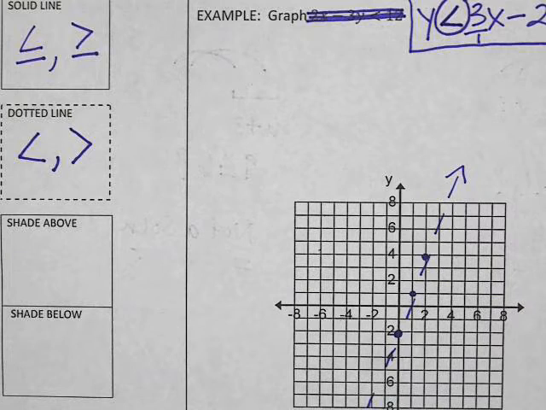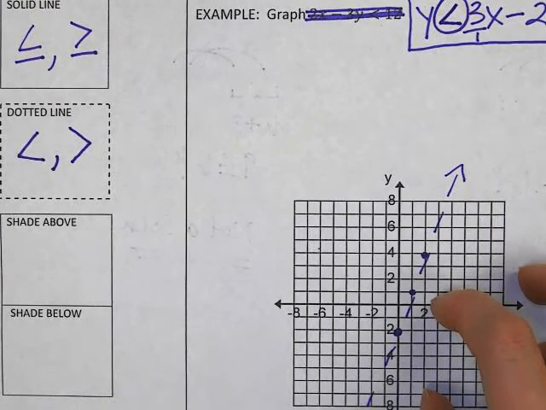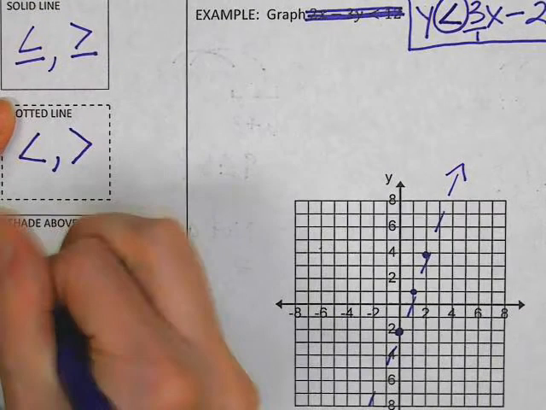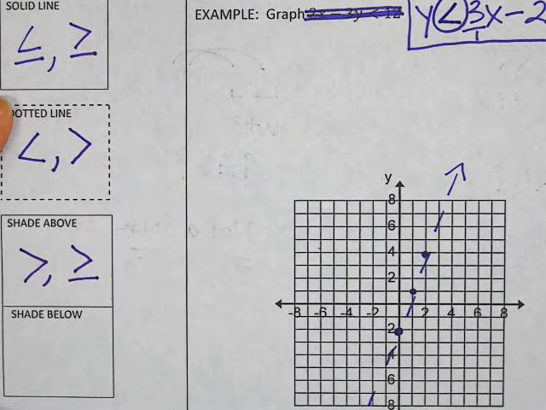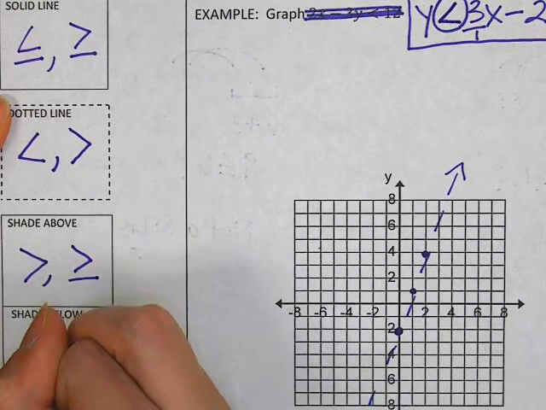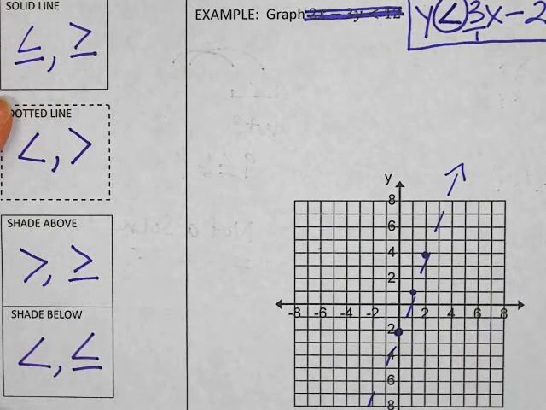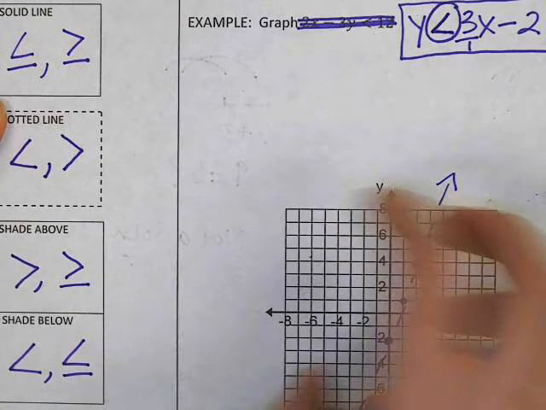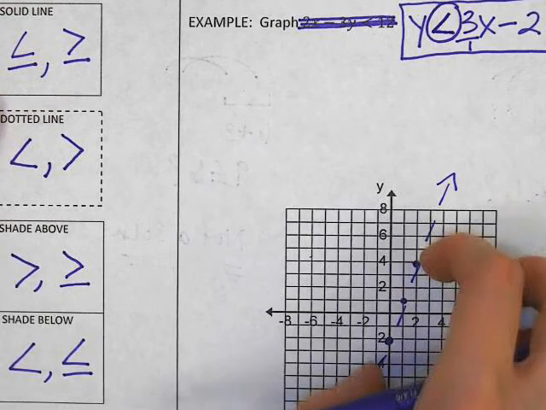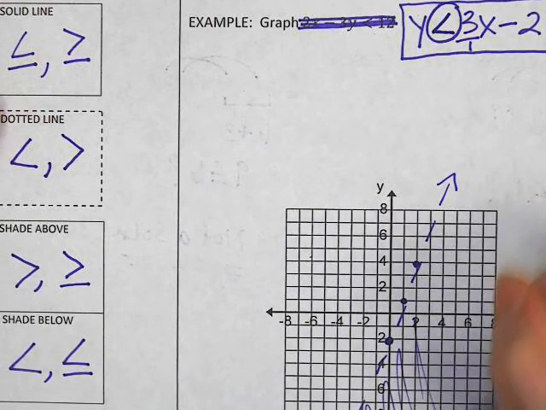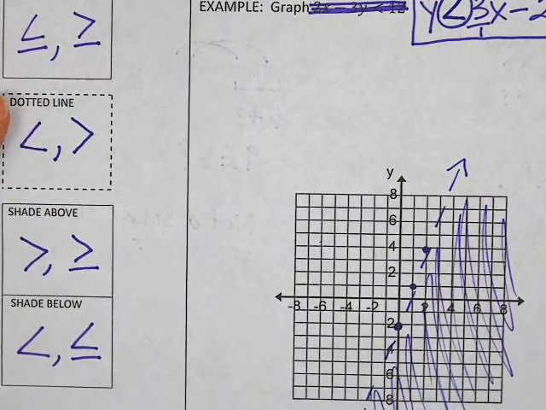All right, and then step 3 says shade the region. So you're either going to shade above it or below it. Now you shade above when it's greater than or equal to. And obviously you shade below if it's less than or equal to. Okay, so this one says less than, so you got to think, okay, which region is below the line? Is it this one or this one? And I hope you guys agree that it's this one. All that stuff is below the line. And that's your final answer.